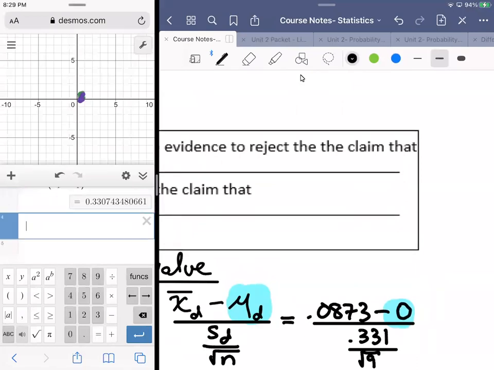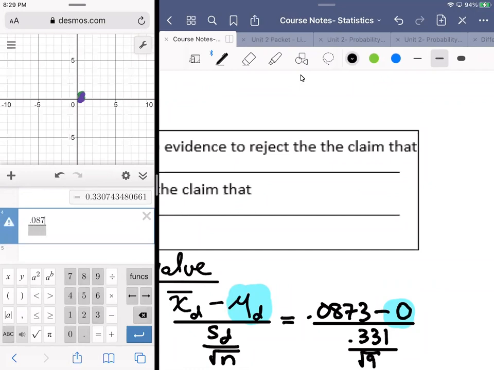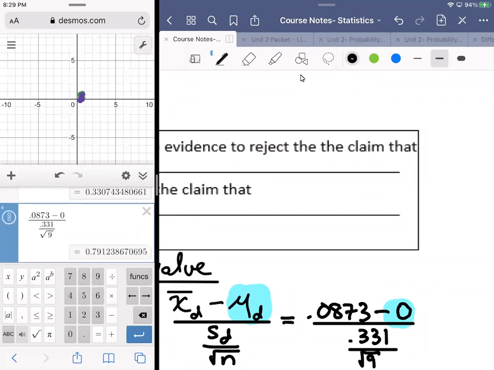So we crunch these numbers, and that gives us the t statistic. 0.0873 minus 0. Well, let me do that as a fraction first. 0.0873 minus 0. You don't really have to write the minus 0. I'm just doing it for consistency. 0.331 over the square root of 9. And so we get our t statistic of 0.791 approximately.